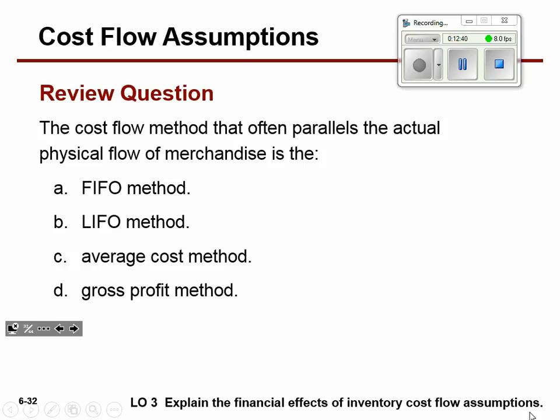That often parallels the actual flow of merchandise is what? FIFO. Got to sell the old strawberries, otherwise they're going to mold and go bad. But remember, FIFO, LIFO, average, or cost flow assumptions, cost flow methods really have nothing to do with the strawberries. It's more of what value are we assigning to what we had to buy them for. But yes, FIFO parallels the natural flow of goods.